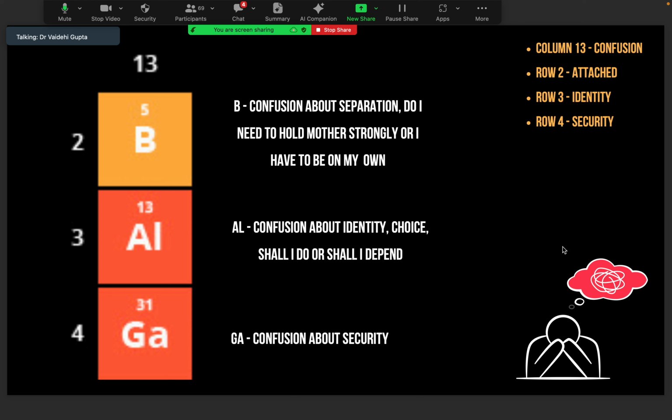Aluminium, confusion about identity, choice. Shall I do or shall I depend? There is a confusion about identity, whether he should be a doctor or an engineer or an astronaut, whether he wants this, he wants that. He is totally confused about the identity of his choice. He doesn't know whether he should depend on others for such things or not. Gallium, confusion about security. He is quite confused about security, whether he wants that financial security or not, whether he wants to be independent or he should depend on others. This is the confusion of security.